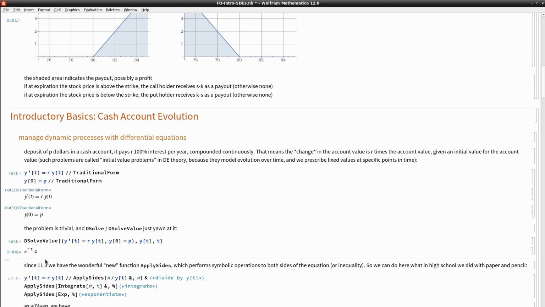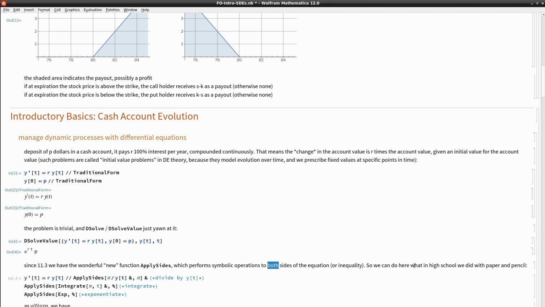We could have done this on paper. This is probably the simplest differential equation. You probably had this in your undergraduate class, perhaps already in high school. And since version 11.3, we also have the wonderful new function ApplySides, which performs symbolic operations to both sides of the equation or inequality, right? We can use ApplySides for both.